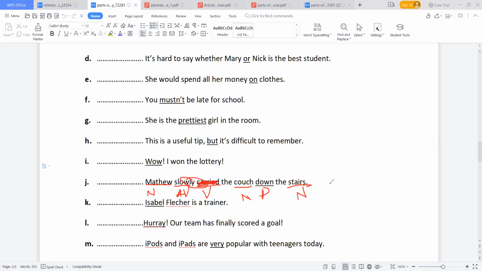Okay, let's move further. Isabel Fletcher is a trainer. So Isabel is a noun, ma'am. Noun, yes. Okay, and what is the verb? Ma'am, trainer. No. Ma'am, is, the occupation. Is. Very good. Is is a verb, and trainer is an adjective that is describing the noun. It's a describing word. Yes, ma'am. Okay.